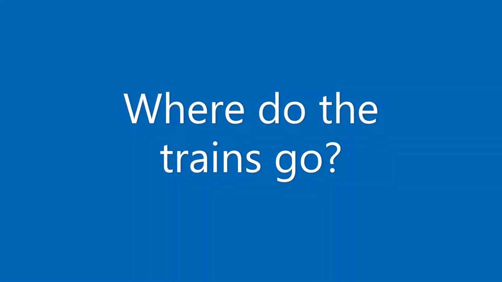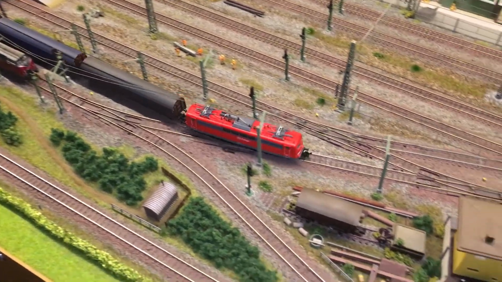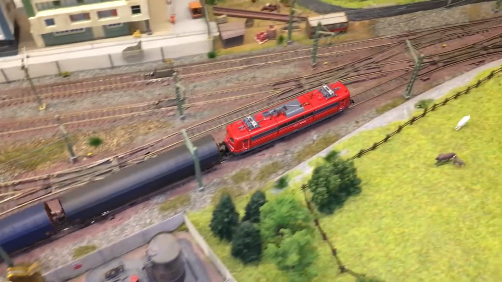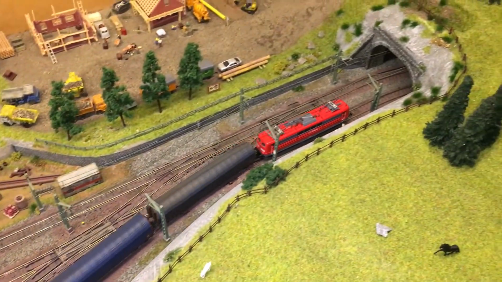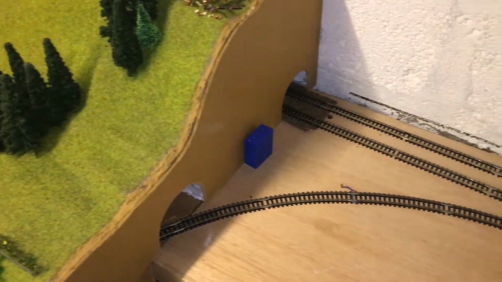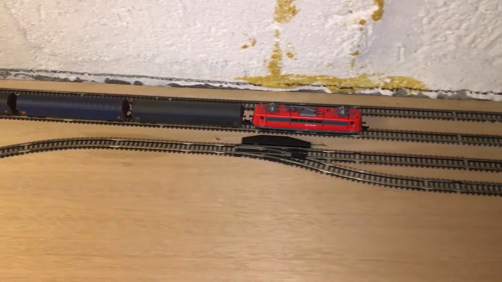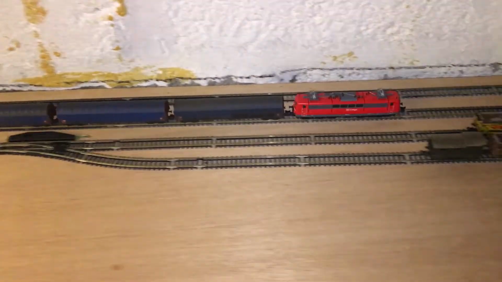Good morning. The big question: where do the trains go? Well, let's find out. When they leave the layout, as you've seen in previous videos, it then emerges onto the boards that I have running around the rest of the loft.